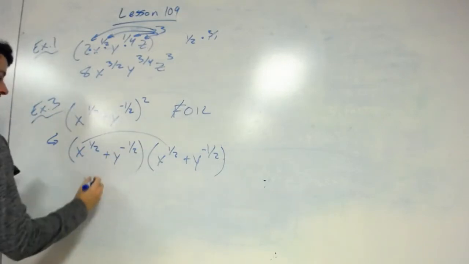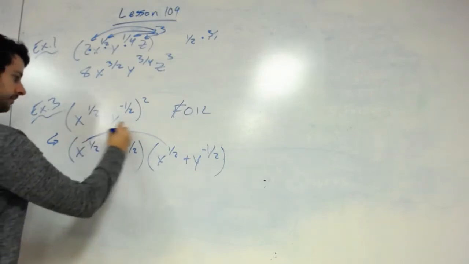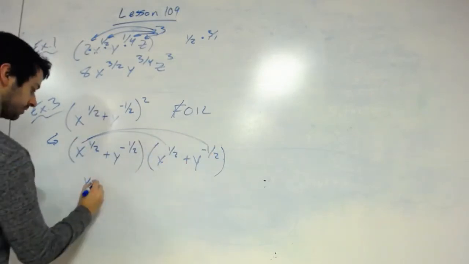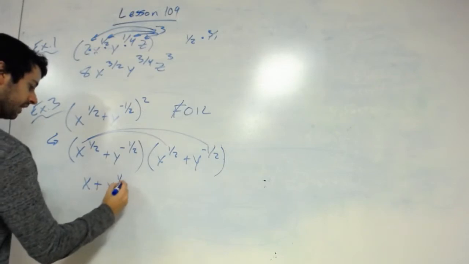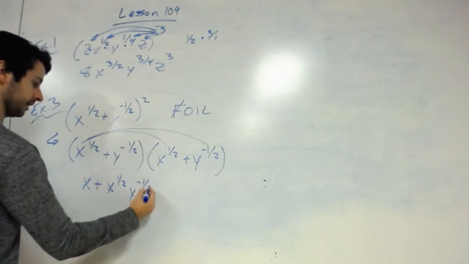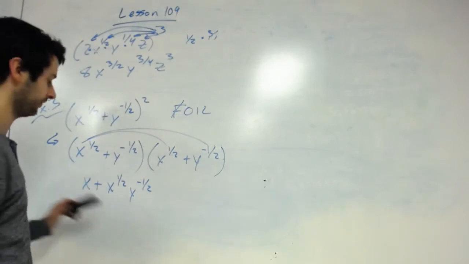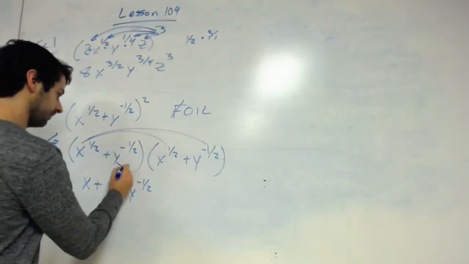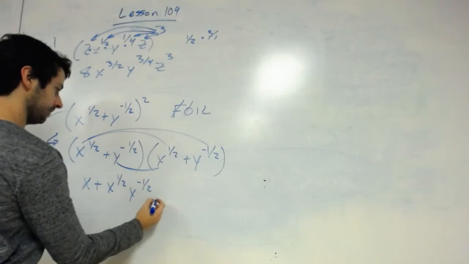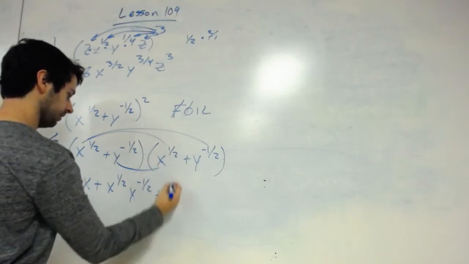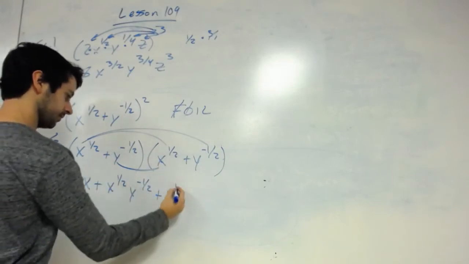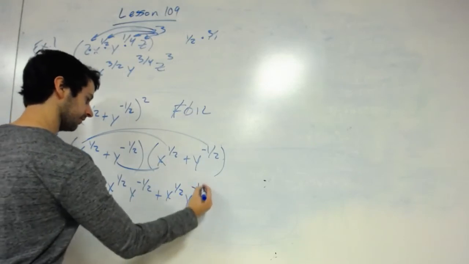Now we have the outside terms. We've got a plus sign, so plus x to the 1/2 power, y to the negative 1/2 power. Can't do anything further from there. That's as simplified as that can be right now. All right, so we did outside. Inside would be plus x to the 1/2 power, y to the negative 1/2 power.